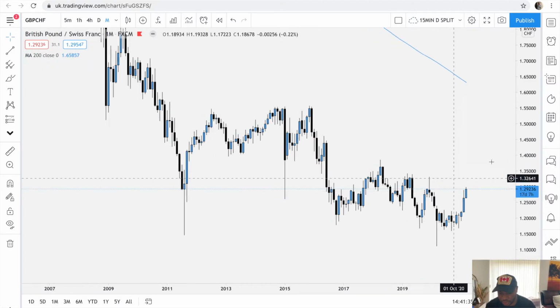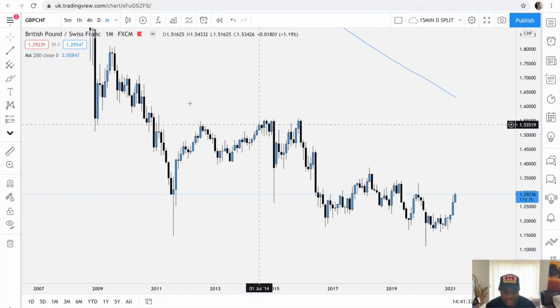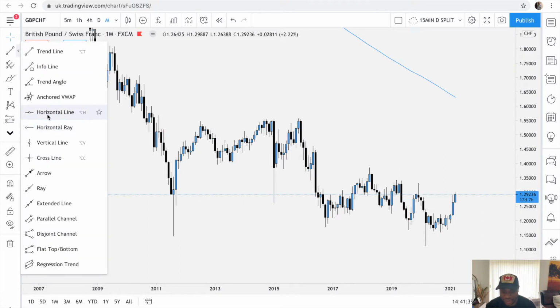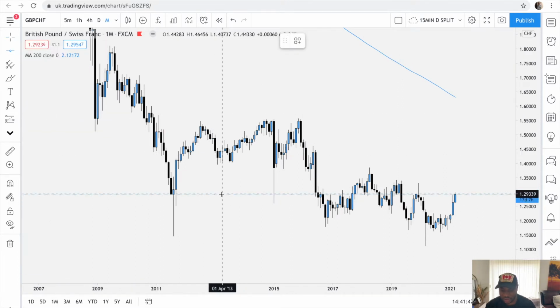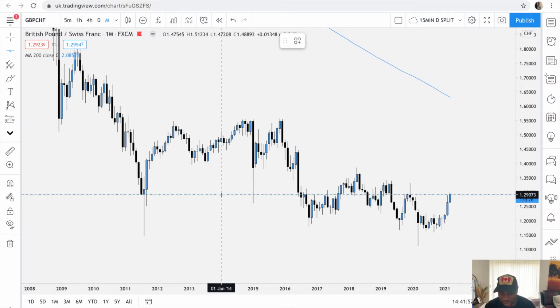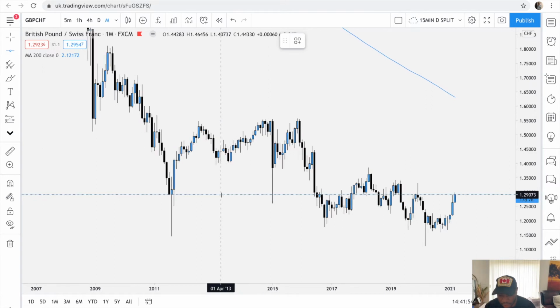So the next thing I'm going to do is plot my key levels on a monthly time frame. These key levels, some people call them support and resistance. Some people call them supply and demand zones. You can call them what you like. For the sake of this video, I'm just going to call them key levels. So I'm going to plot my key levels. This is any level where we can see prices come up, maybe rejected, bounced off.